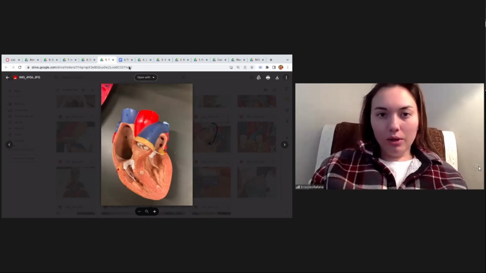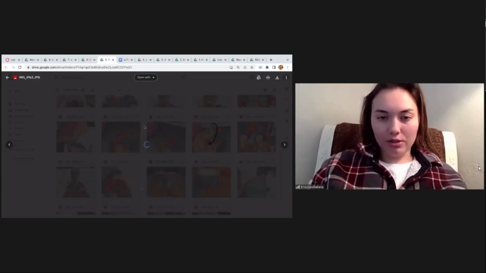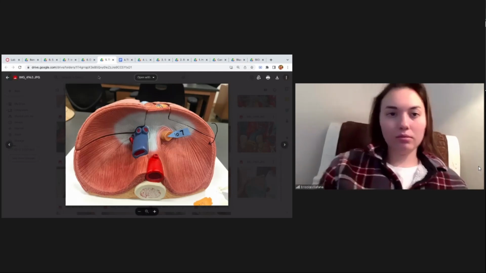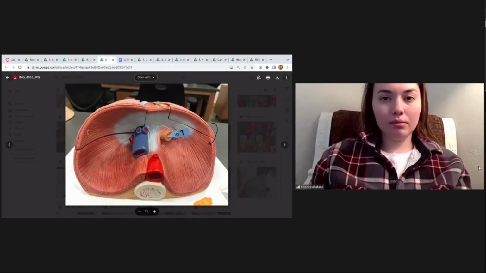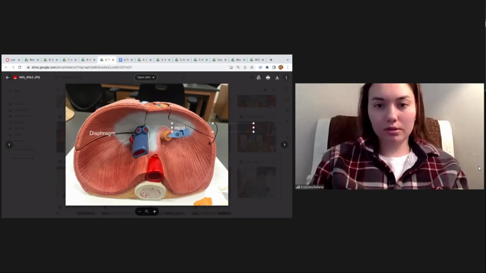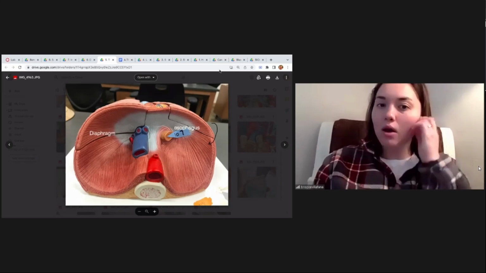Let's take a quick look at our aortic semilunar valve, and I'll show you the esophagus too. This right here, 107, is the esophagus. Diaphragm, esophagus. Good.